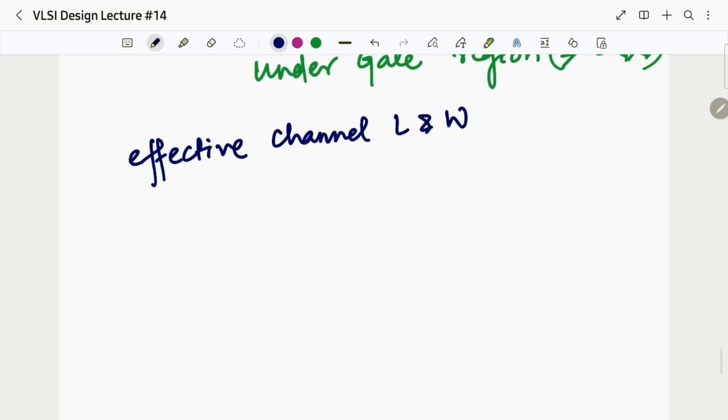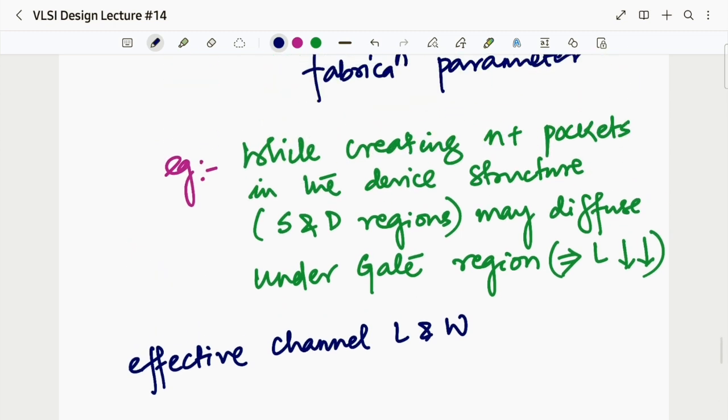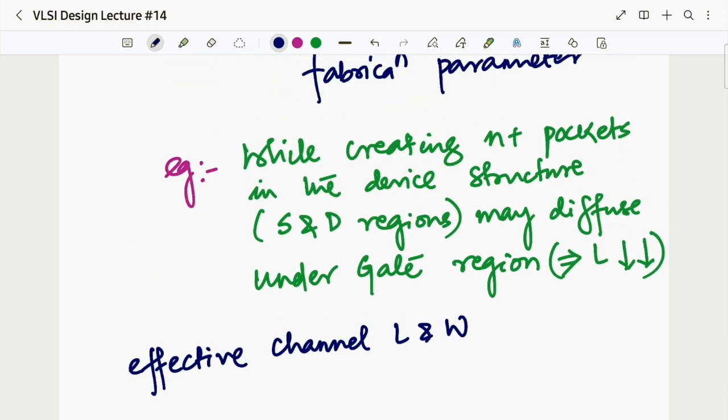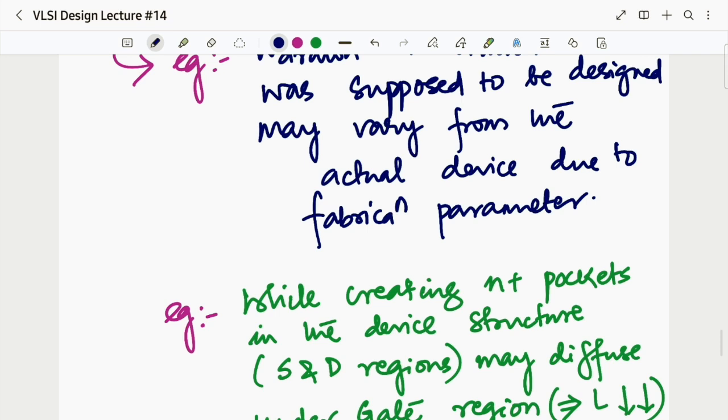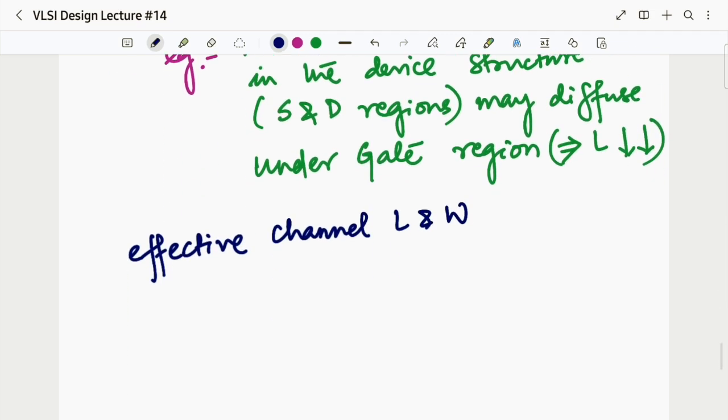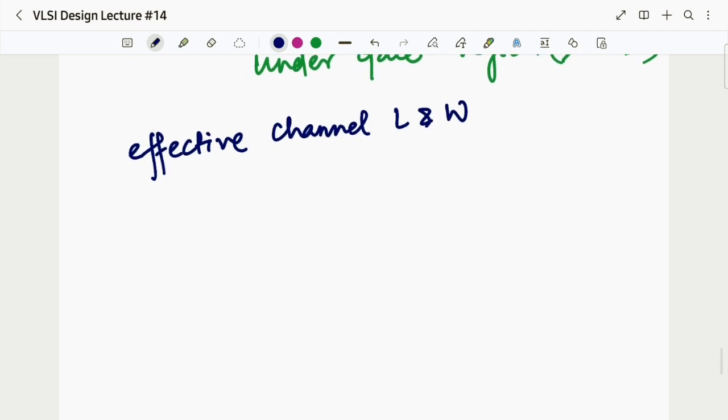We cannot stick with the older dimensions now. We have to take into account that there will be some encroachment of the n plus pockets diffusing under the gate region, or that the specifications given to us will be different from whatever we are designing, but in the actual device that we have already manufactured, fabricated, meaning the device that you are holding right now, it will vary. Okay, so we have to take into account all these things.